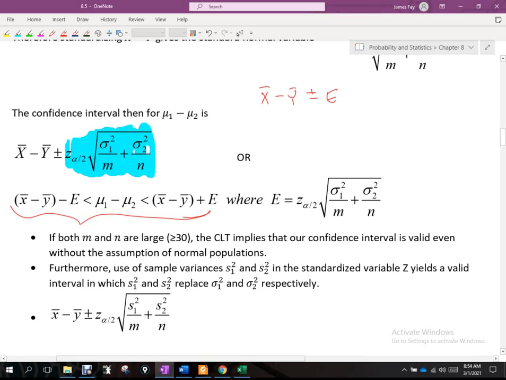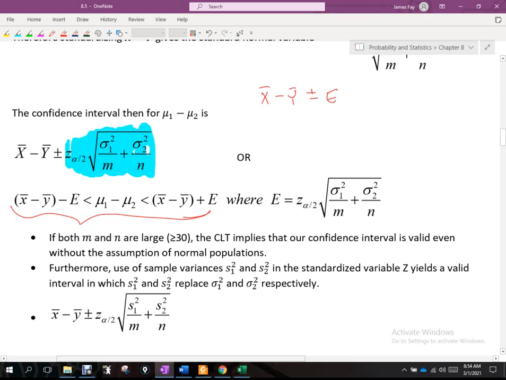If those m's and n's are not greater than 30, the author has to tell us, hey, this population was normal. Okay? Does that make sense? Okay. You guys remember that flow chart we did with the z-scores and t-scores trying to decide which one to use? It's the same thing. Okay? Still have to use that here.